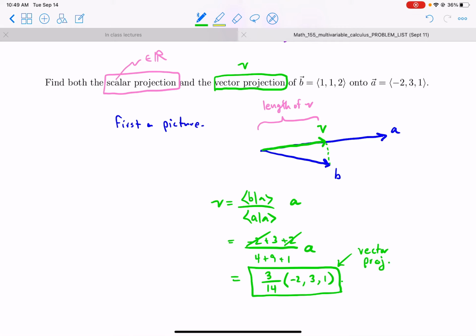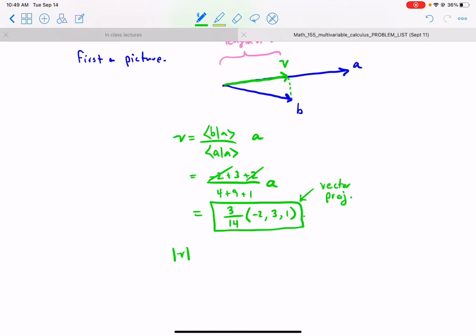Okay. Now, okay, what's the scalar projection? Well, it's just the length of this vector V. So the length of V is equal to, well, remember, it's the square root of V dot V, which is equal to the square root of the sum of squares of the components of V, etc., etc. And so, okay, we can do this. Let's see, square root of, now something. What's the components of V? Well, I have to bring this 3/14 inside. So the first component is -6/14.